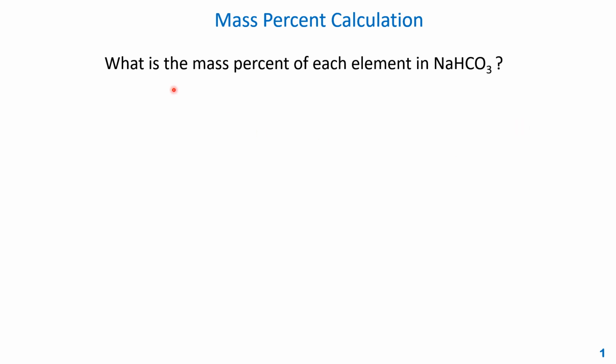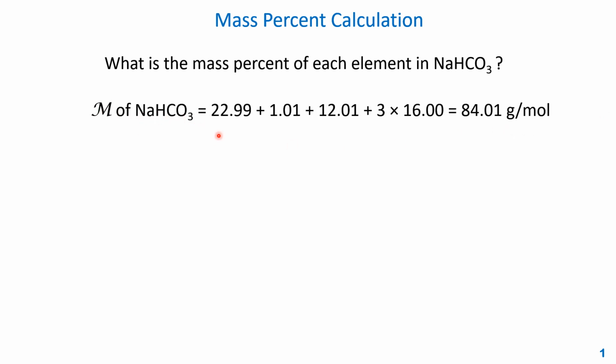Now this is a question shown as an example. What is the mass percent of each element in sodium bicarbonate? And this is baking soda. To answer this kind of question, we first need to calculate the molar mass of this formula. The molar mass of baking soda: 1 sodium, 1 hydrogen, 1 carbon, and 3 oxygen. So the sum of this mass equals 84.01. That is the molar mass of this sodium bicarbonate.